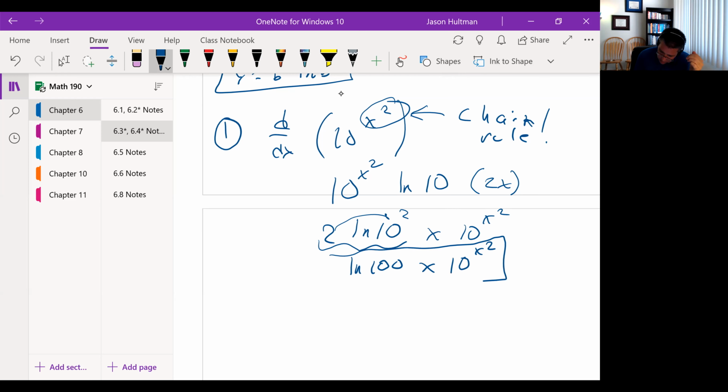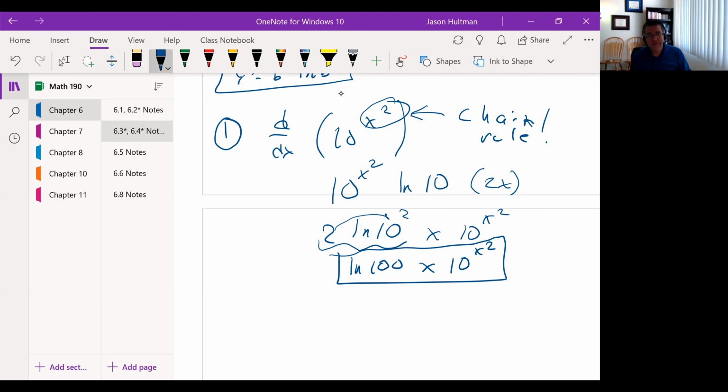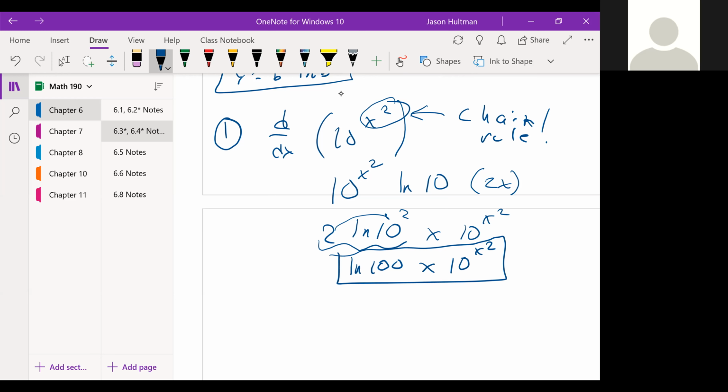Okay, makes sense? So if we just left the 2 in front, like on a test or something, would that be okay? Yeah. Okay. That'll be fine.